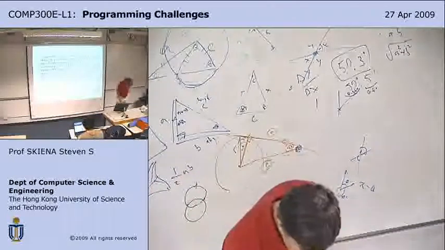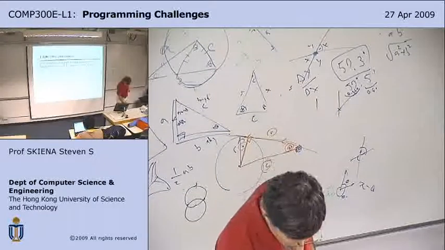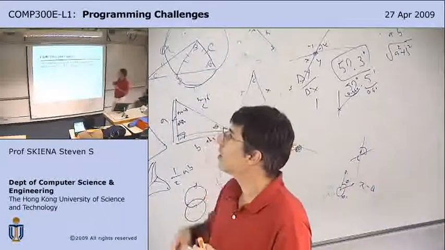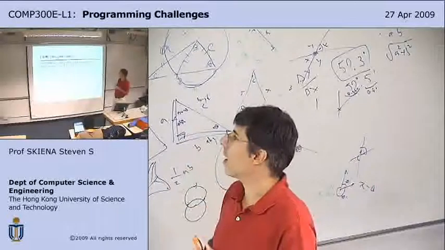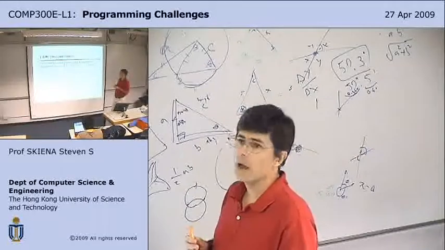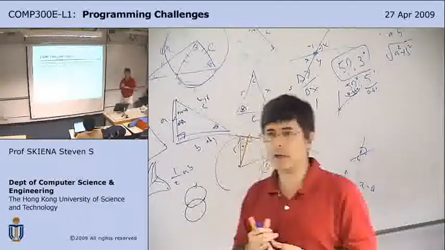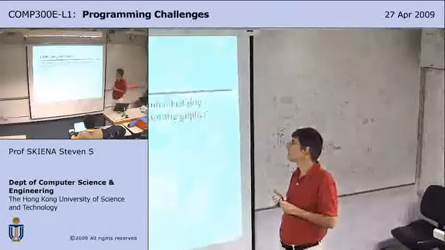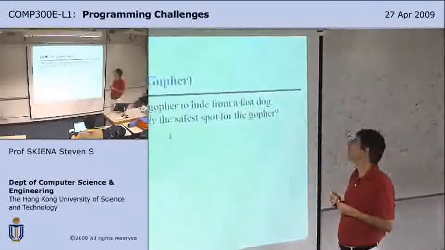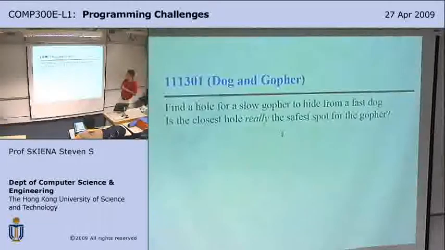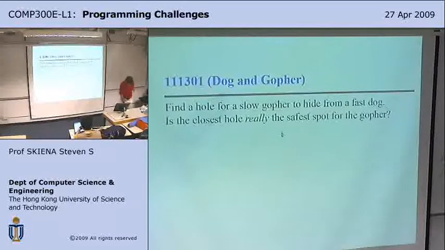I'd like to quickly review the problems that we're going to go through this week. The first one is one where you have a gopher and a dog, and the dog wants to eat the gopher. The gopher can hide in a certain number of holes, and the gopher is going to have a strategy to pick its hole. The dog is going to have a strategy of how it's going to run. The question is, is there a way to find a safe place for the gopher to hide? That one's actually pretty easy.